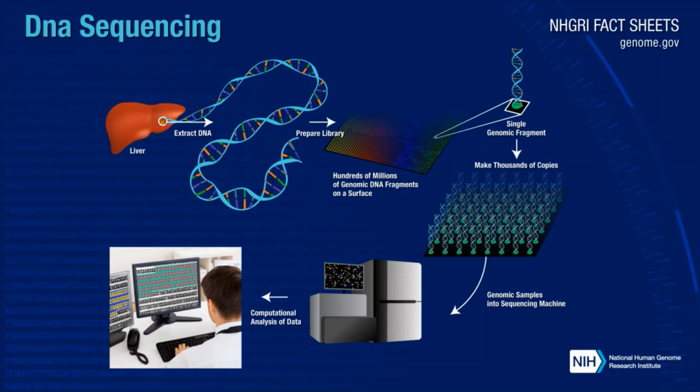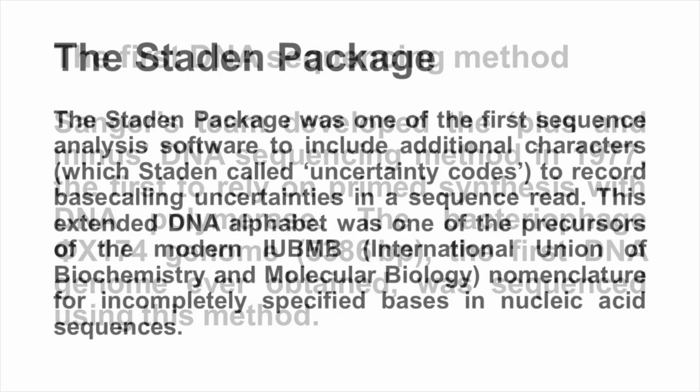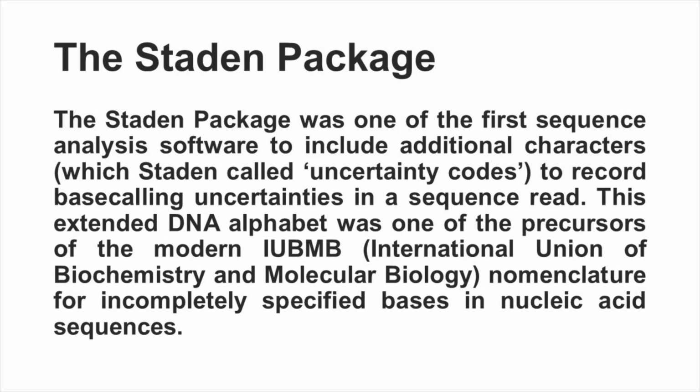In 1977, Sanger developed one more method which is popularly known as Sanger's method of DNA sequencing, with the help of which they sequenced the bacteriophage phiX174. This is the first ever organism to be completely sequenced.